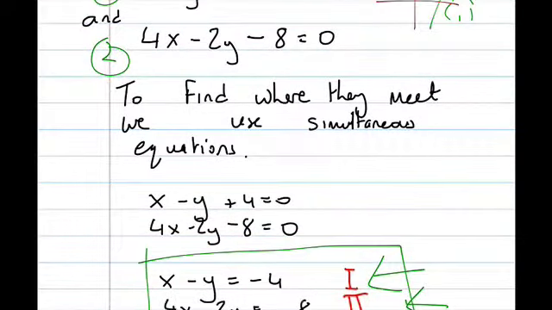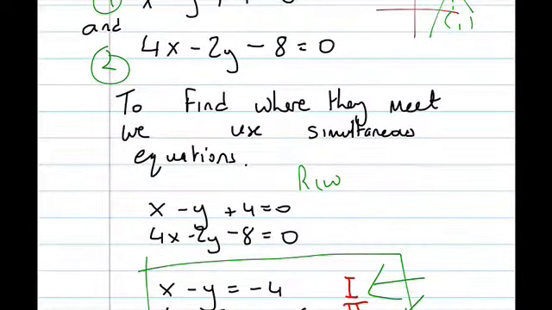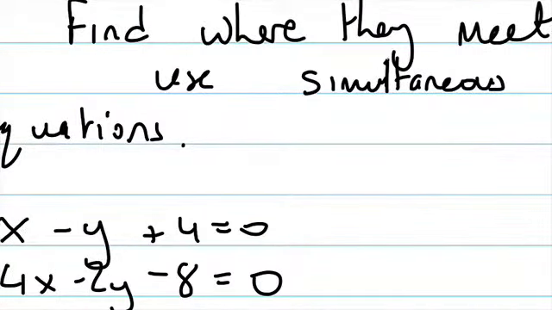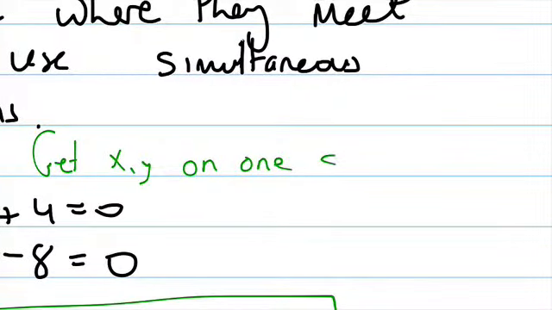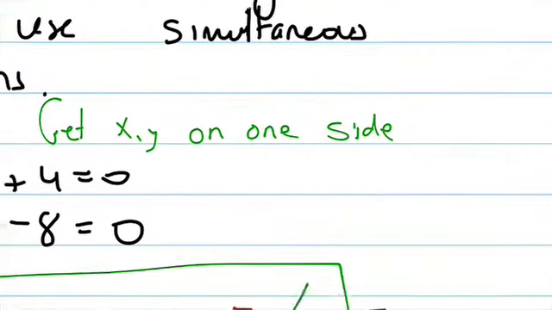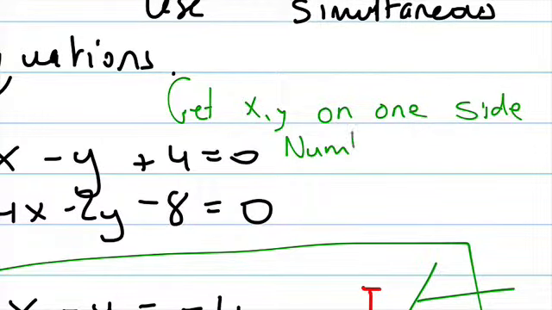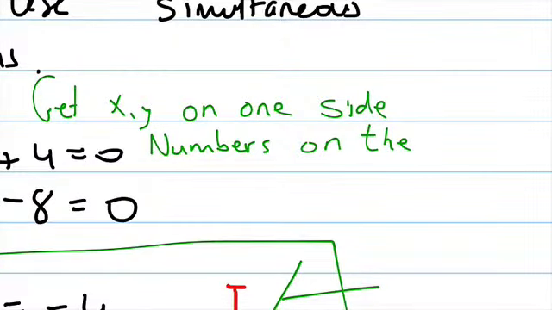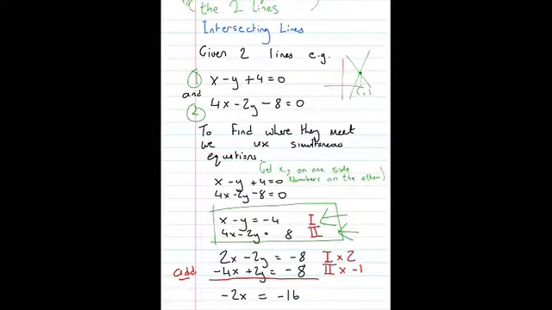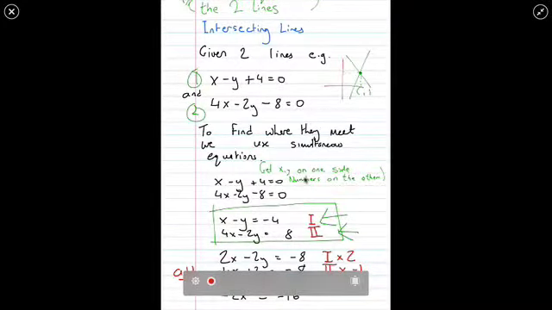So I suppose if you want to just rewrite, let me write that in here. Get x and y on their own on one side, numbers on the other. Okay with that? You okay with that, Sinead? Yeah. Get x and y on one side and numbers on the other side.